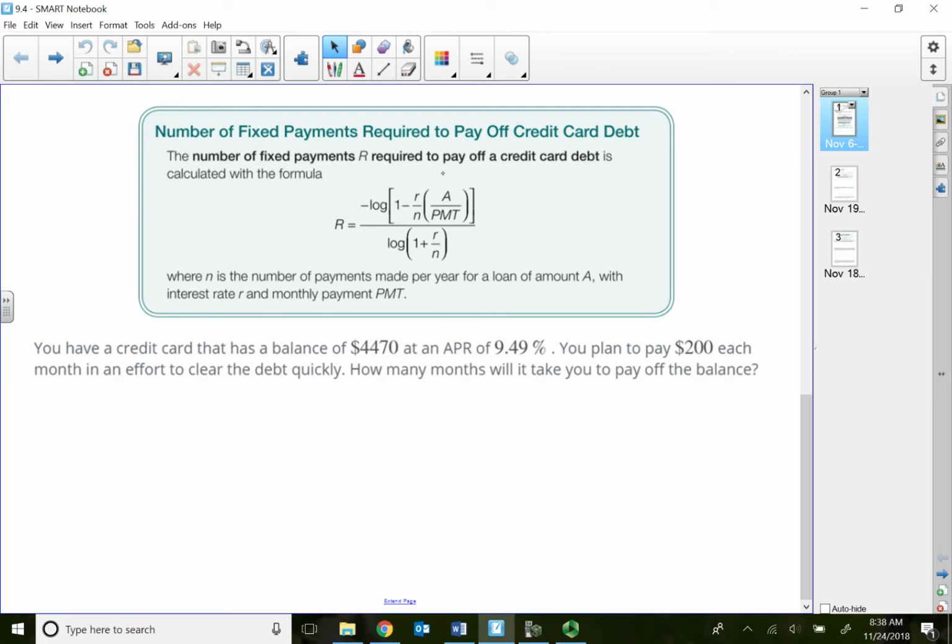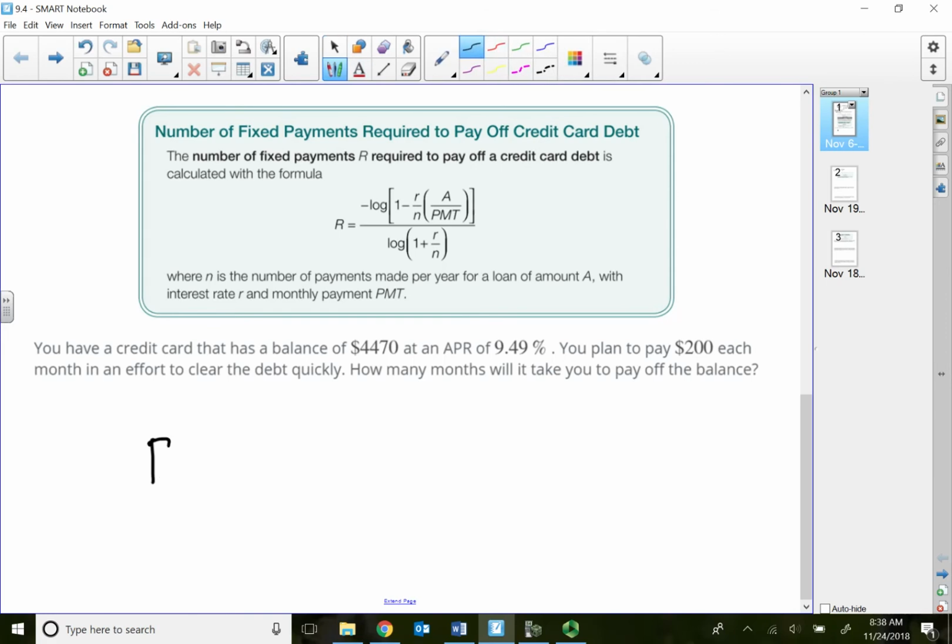In this formula up here, n stands for the number of fixed payments. The LOG stands for logarithm with base 10. We actually talk about this particular function in college algebra, and I will show you how to key it in on the calculator. A is your balance, your total loan amount. PMT is your current monthly payment. This particular formula is only used to estimate the number of payments required to pay off the credit card debt. So let's plug in what we know.